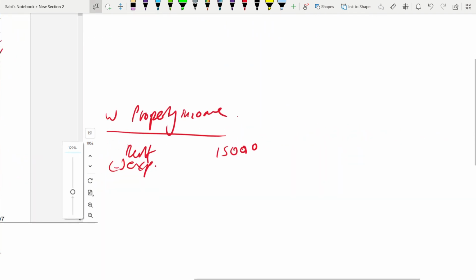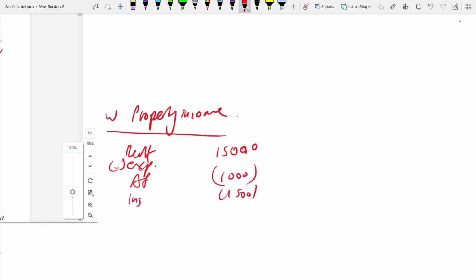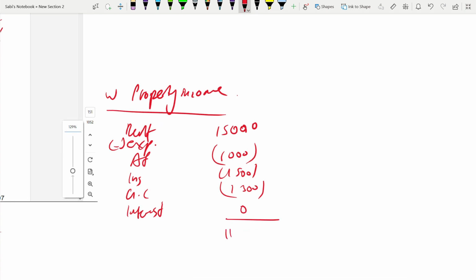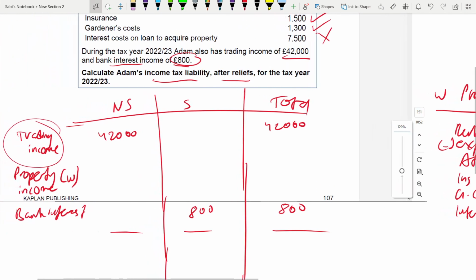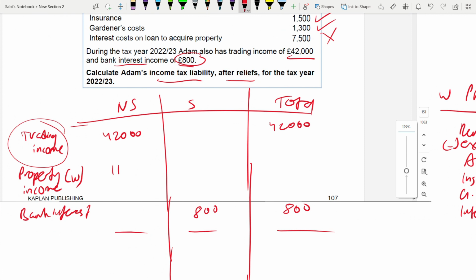So, we'll take all the cost. Agent's fees, AF, 1,000. Next, insurance, 1,500. Gardener's cost, GC, 1,300. Interest, you have to show this as zero. The final answer was 11,200. This is your property income. This you need to put here in the table under non-savings.